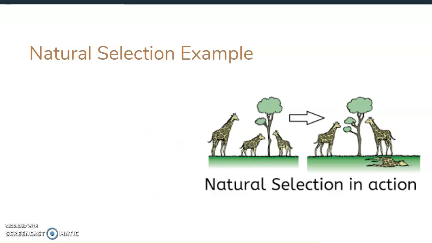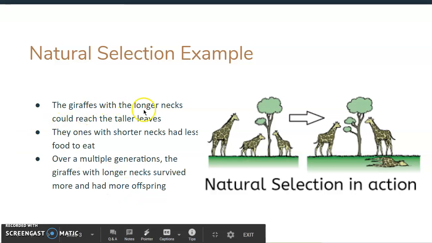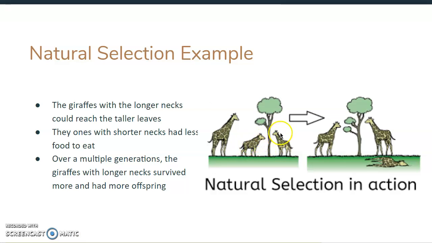So let's look at an example of giraffes. So the giraffes with the longer necks can reach taller leaves, as we can see. So these two guys look a little bit shorter. Their necks are definitely shorter than the guy on the left, and they can't quite reach the leaves on the top of this tree. So the ones with the shorter necks have less food to eat. They can really only eat what's on the ground, not even what's in this tree.